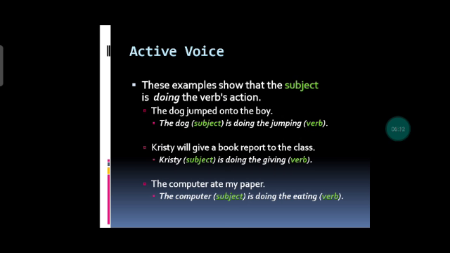Christy will give a book report to the class. Who will give the book report to the class? Christy. So Christy is the subject, so it's active. Christy, which is the subject, is doing the giving verb. The computer ate my paper. The computer ate. So computer here is the subject, doing the eating, which is a verb. So it's an active sentence.